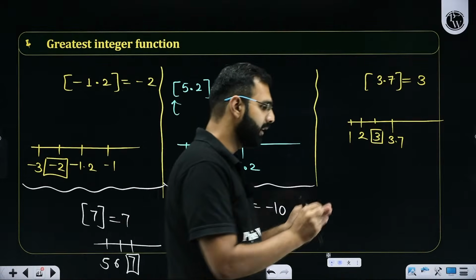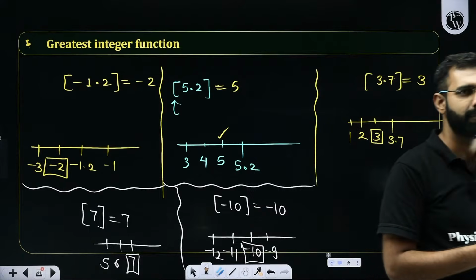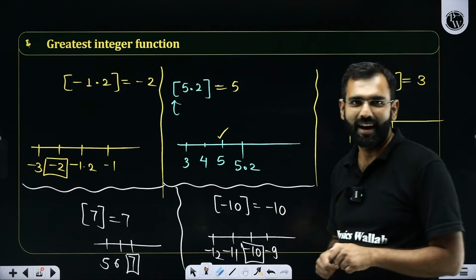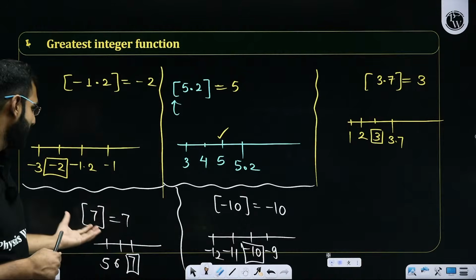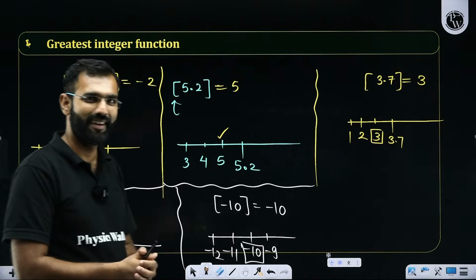Everyone comfortably able to understand it? Yes or no? Give me a quick response. Yes, that's brilliant. It's plus 7 and it is minus 10. Absolutely correct.